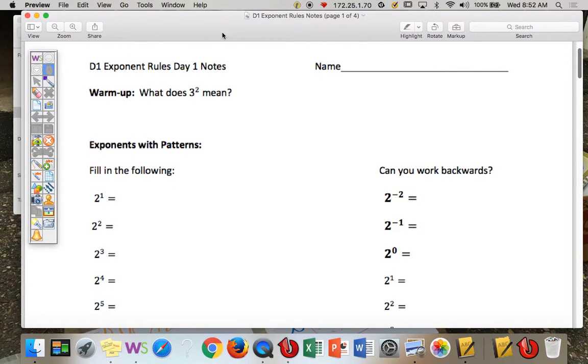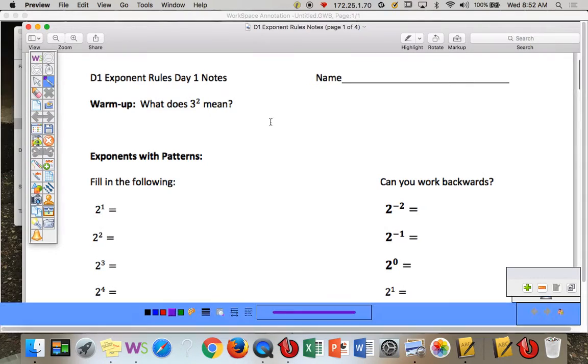We are going to look at exponent rules. We're going to start with the problem 3 squared. What does 3 squared mean? Well, 3 squared means 3 times 3. It means 2 threes, or 3 times itself twice, which is 9. So let's start by looking at exponents with patterns, and we're going to look for rules today of exponents.